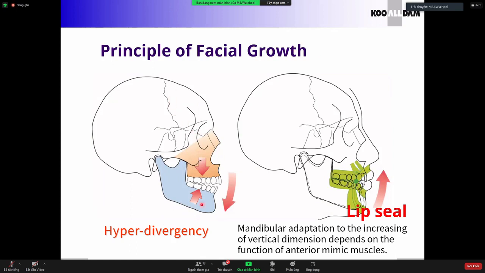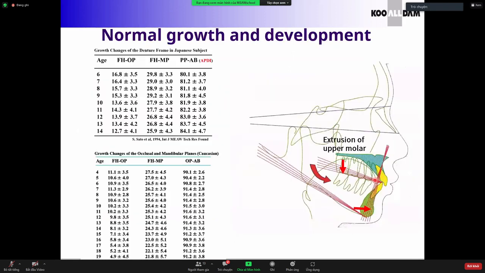At first, molar over eruption can cause hyperdivergency. This means increased vertical dimension. At that time, if the patient seals the lips properly, the mandibular adaptation to the increase of vertical dimension depends on the function of the anterior mimic muscles. So it depends on the lip seal.